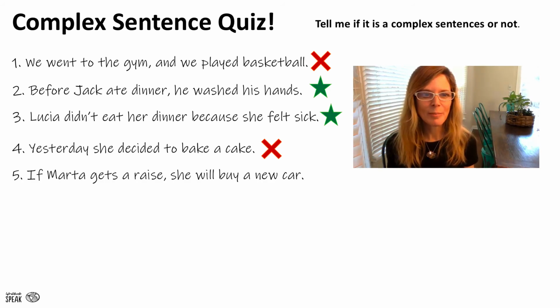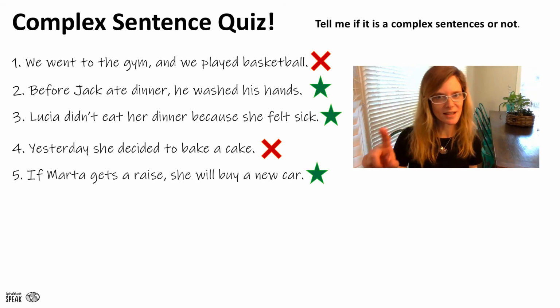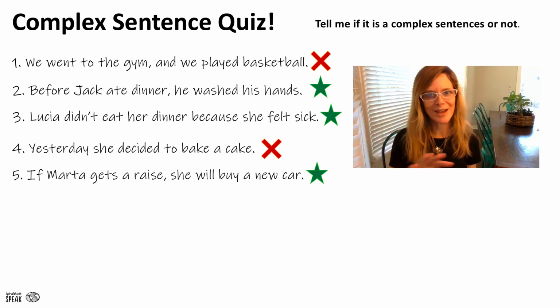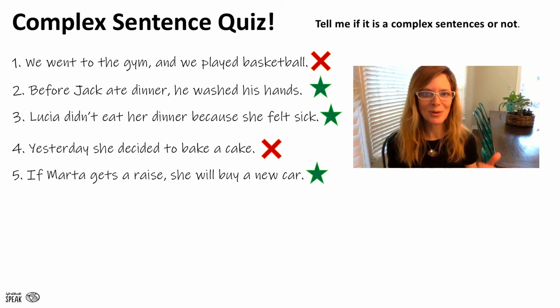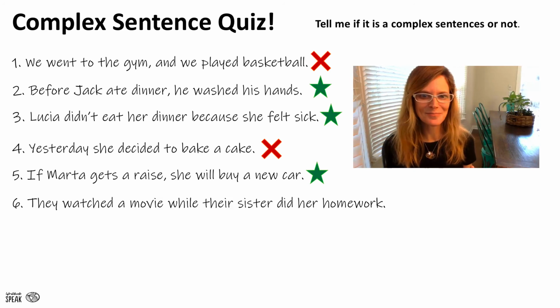Number 5. If Marta gets a raise, she will buy a new car. You're right. This is a complex sentence, and we begin with the dependent clause, and I know it's a dependent clause because it's starting with the word if, and then I see that comma after the dependent clause. Well done. Let's look at number 6.